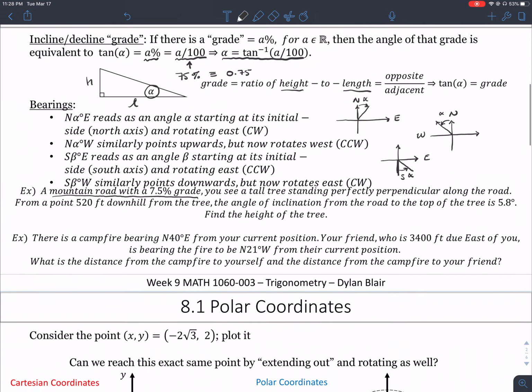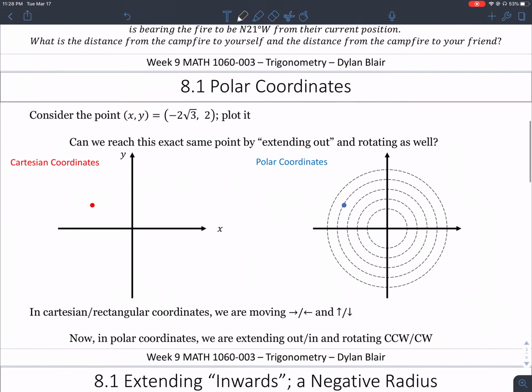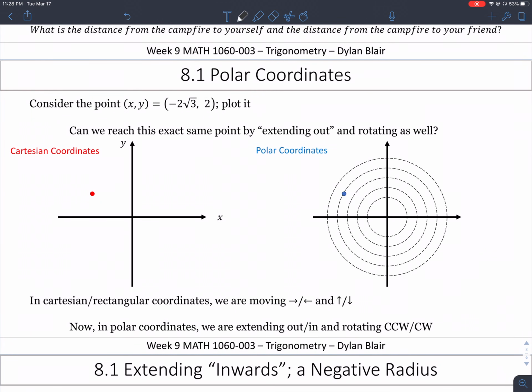Okay, let's move on to chapter 8 finally. So now polar coordinates. As I said, we can start with some Cartesian points. So say that we're going to the left by 2 square roots of 3, so it'd be a negative 2 square roots of 3. And then we're going up by 2.